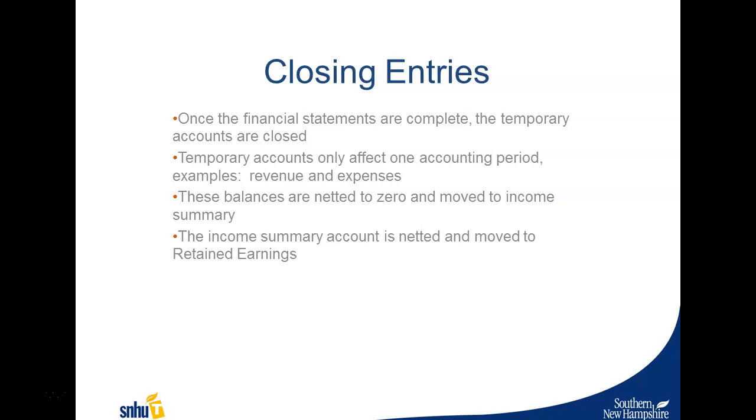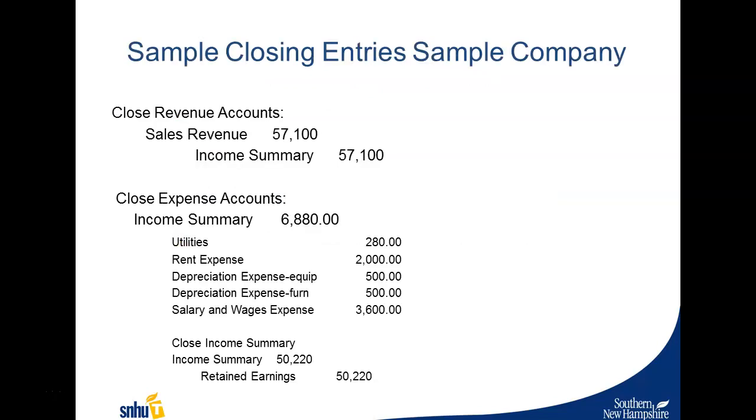Closing your accounts are going to be only the temporary accounts which affects one accounting period, which is going to be your revenues and your expenses. Then you'll also have to close out your dividends if you have any. That will be closed as well. Then all of these accounts are closed to your income summary, which then is closed to retained earnings. And here is an example of a standard entry closing your temporary accounts and moving everything to retained earnings.